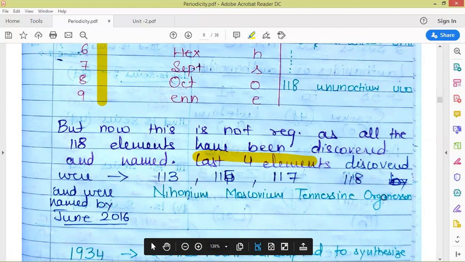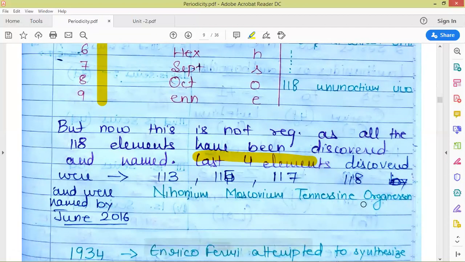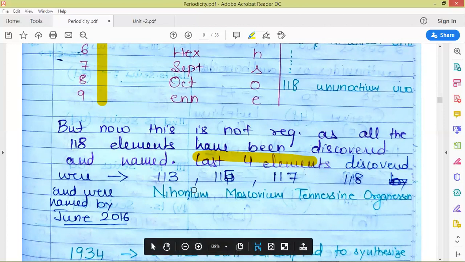These all belong to the last period, that is the 7th period. This one belongs to group 18. This element belongs to group 17. This element belongs to group 15, and this element belongs to group 13.